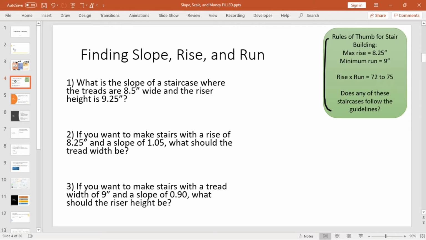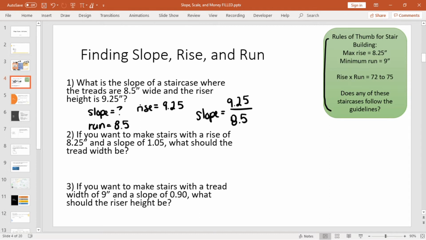So when I look at question 1, I'm trying to find the slope. The treads are 8.5 inches wide, so that is your run. Just making sure you write down everything so you get it in the right place. And the riser height is 9.25, so that's my rise. And I know my formula. Slope equals rise over run.